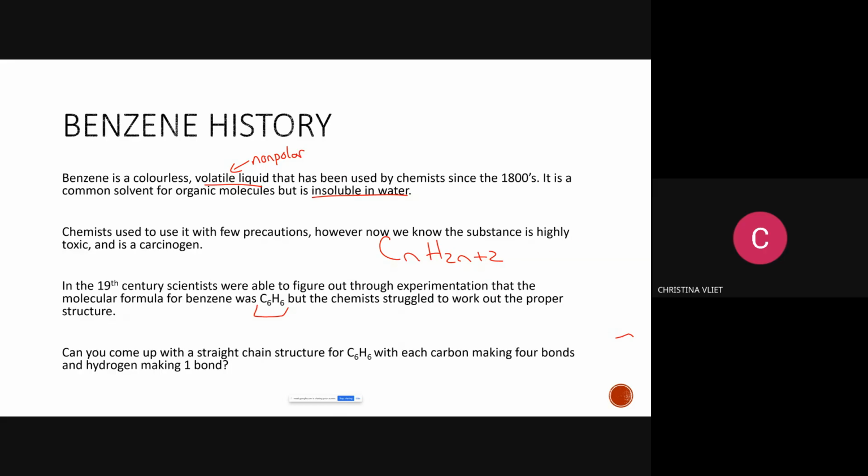So I saw several different answers that you all proposed. Some with 2 triple bonds, some with 4 double bonds. None of them were right, because benzene is not a straight chain. But that's what they were working on.